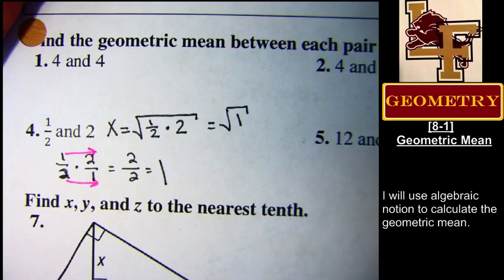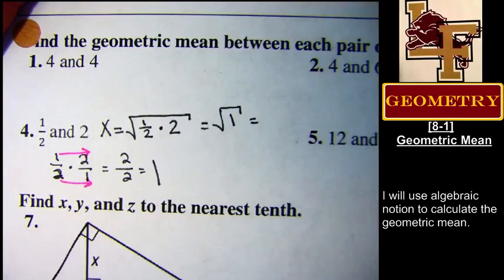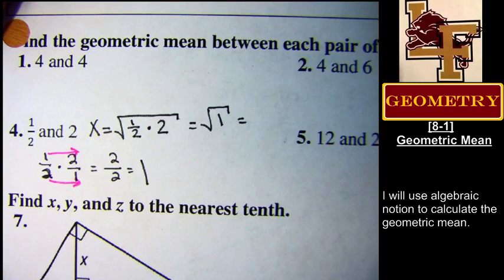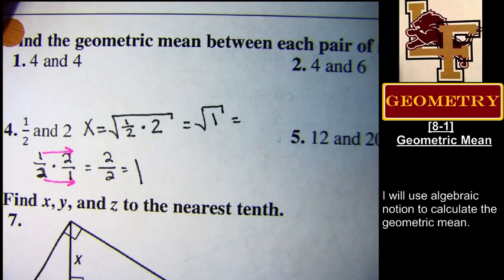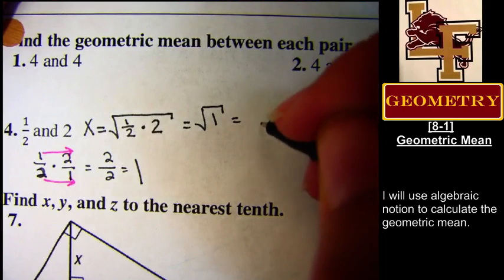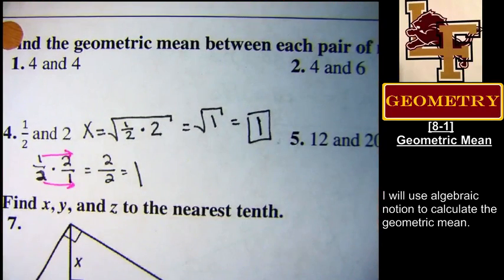Wait, you're going to use a calculator in algebra 2? Very rarely. Not much calculator work in my course. What's the square root of 1? 1, because 1 times 1 is 1. That leaves you number 1 and number 2 to work out on your own. Okay? All right.